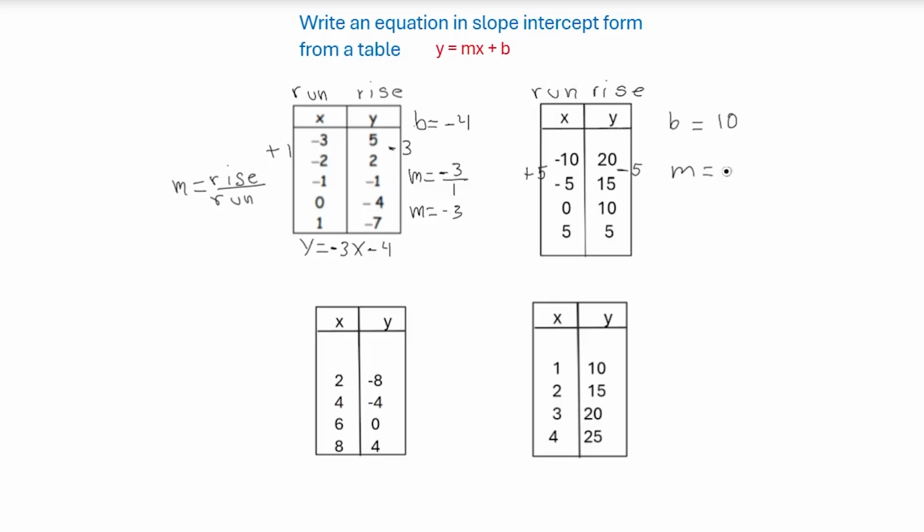Okay. So the answer should be rise over the run. That is going to make it -5 divided by 5. Rise over the run. And when you divide, that is going to be -1.